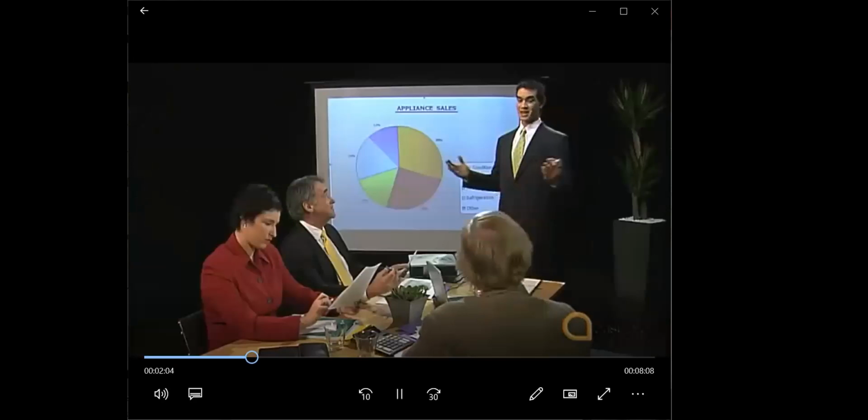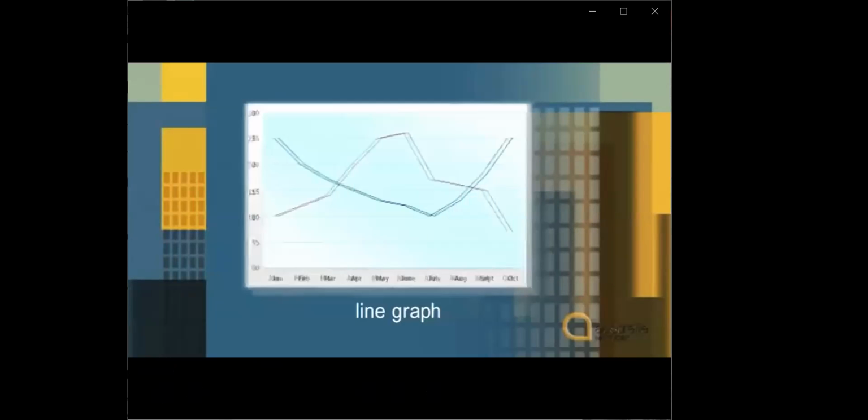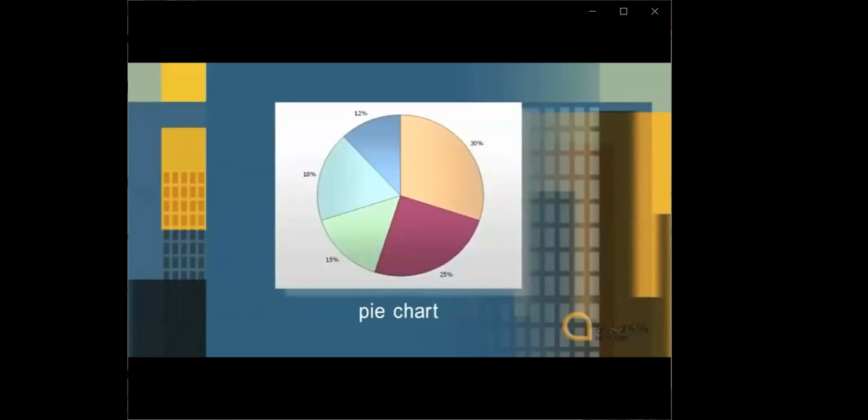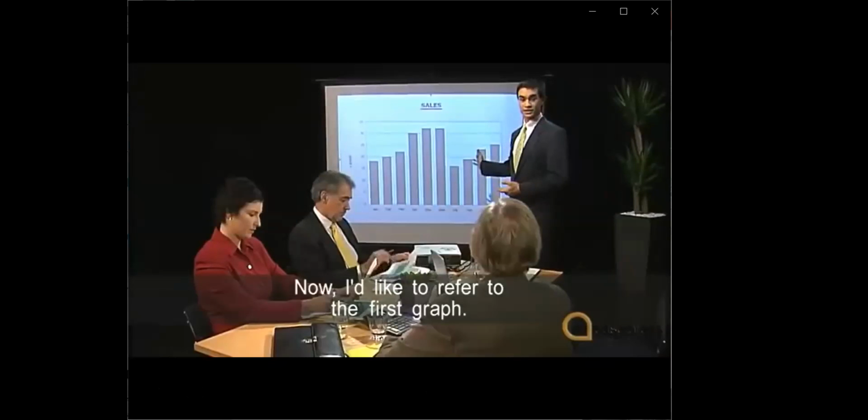When referring to a diagram or graph, first direct the audience's attention. Practice with Tan some phrases to use for this. I'd like to refer to the first graph. If we have a look at this graph, if I could direct your attention to the graph. Looking at the graph on the screen.